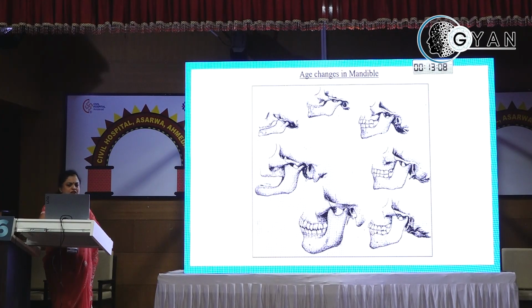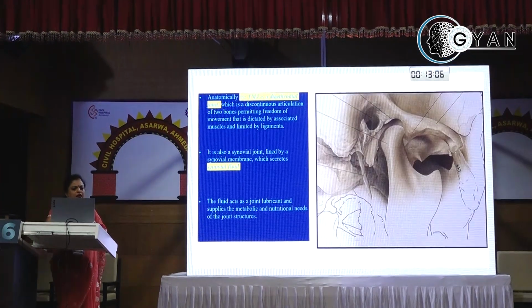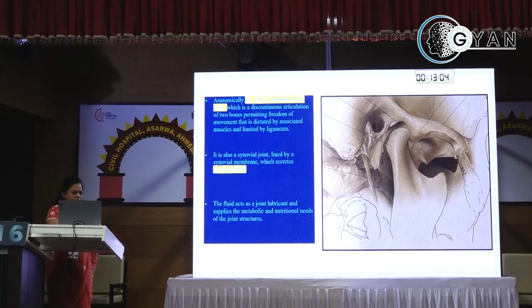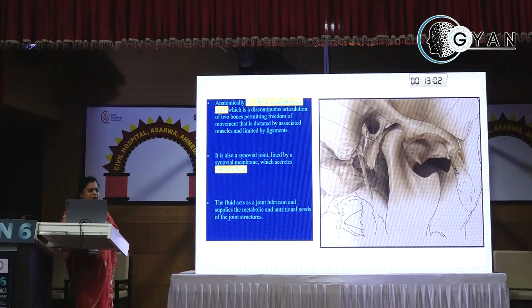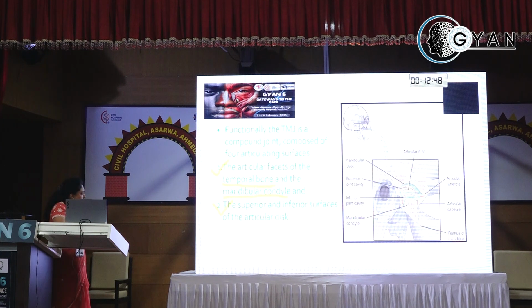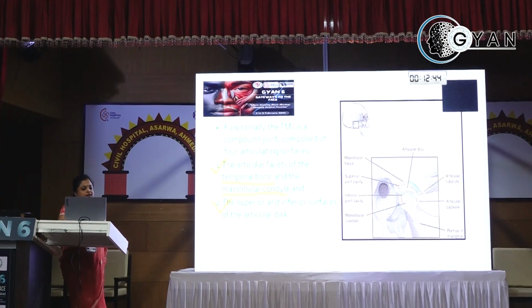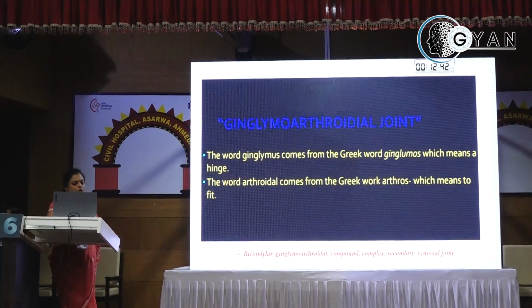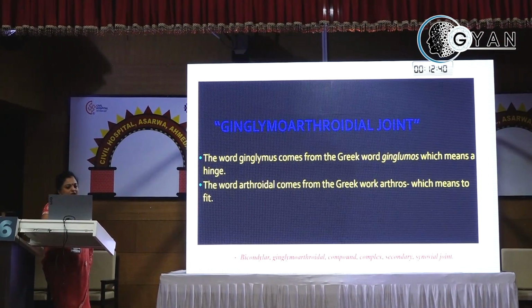So various age changes in the mandible, and of course we know that it's a diarthrodial joint, also called a ginglymoarthrodial joint, and it is called a synovial joint because the synovial fluid is there as a lubricant in the joint. Some of the important articulating surfaces are the temporal bone, the mandibular condyle, and the superior and inferior surfaces of the articular disc. The word ginglymus is a Greek word.